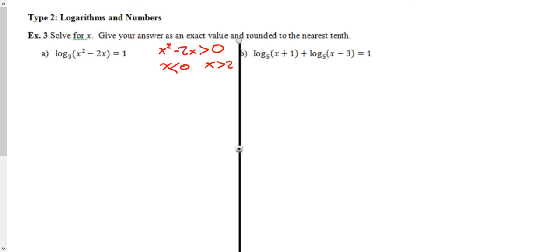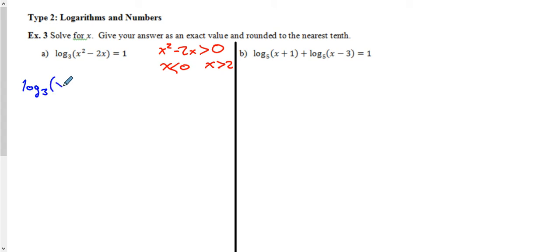So now that I have my restrictions in place, I can then solve for my question here. Again, what should we do with this number? I mentioned earlier that we were going to try to convert this into a logarithmic equation. So I'm going to write the following: log base 3 of x squared minus 2x, and that's all the same. We haven't touched anything here on the left.